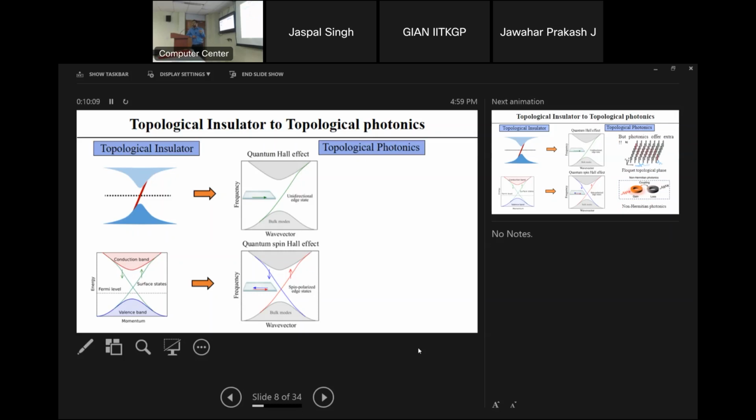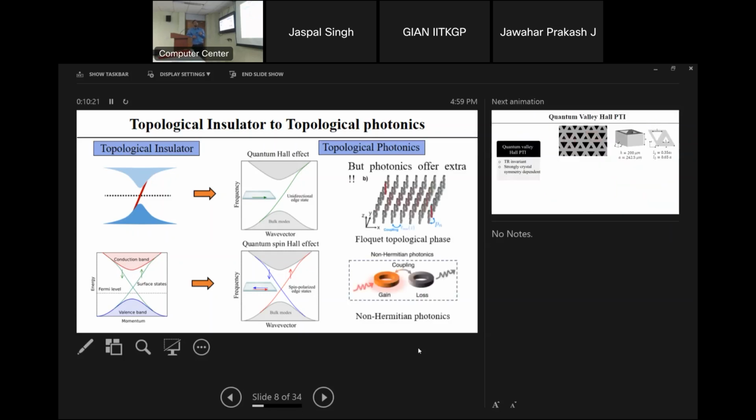One of the questions people always ask is why you guys are mimicking. The electronics community always asks the photonics community, why do you keep mimicking us? Can't you come up with something new? The answer is yes, photonics offers something more. For example, in electronics, the band structures are fixed, because the electronic crystal band gaps are fixed, so we cannot do a lot of engineering of the Hamiltonian. But in photonics, we can do whatever we want.